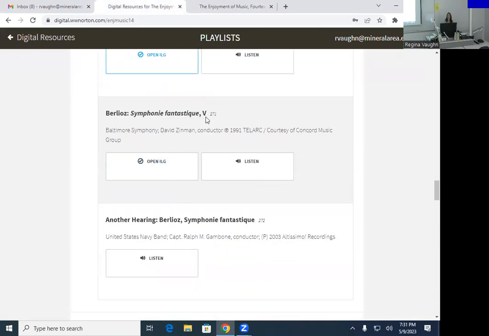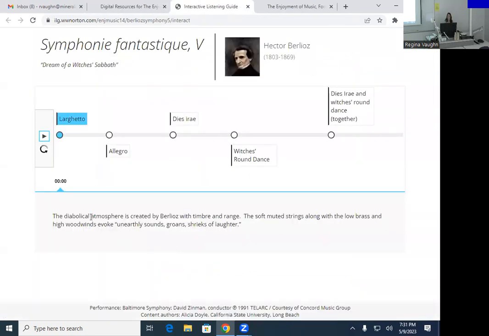Okay, so now we'll hear the fifth movement, which is the Dream of the Witches' Sabbath. You know, when you know the story that's being portrayed, you can kind of close your eyes and you can create images in your own mind as you listen, because it's very evocative, it's very programmatic.